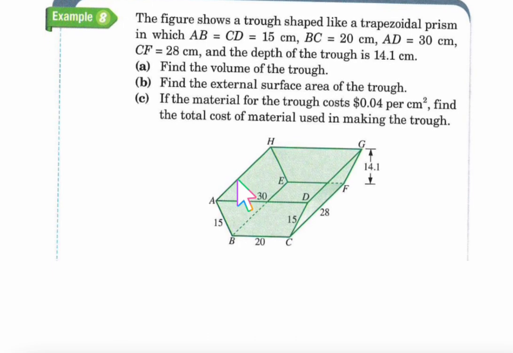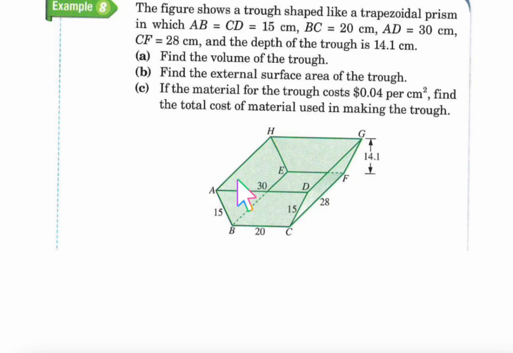Okay, let's do one last problem. It says the figure shows a trough shaped like a trapezoidal prism in which AB, okay, we have some stuff equal to each other. AB is equal to CD. Those both are equal to 15 centimeters. BC is equal to 20 centimeters. AD is equal to 30 centimeters. CF, where's CF? CF is equal to 28 centimeters, and the depth of the trough is 14.1 centimeters.